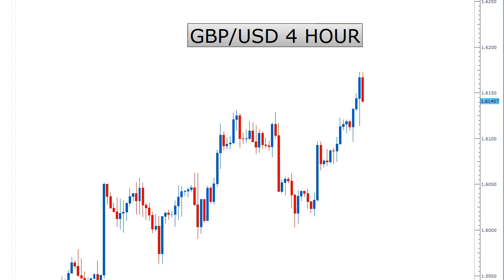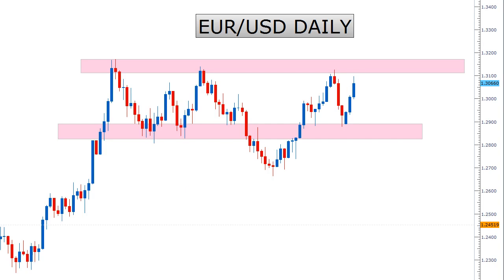Alright, and so with that said, let's go ahead and move over to the euro-dollar chart and see what we have going on over there. And I'll just cover the daily chart briefly because there's not a lot to say here. We have this range. It's what I noted yesterday and the day before as we were talking about this.